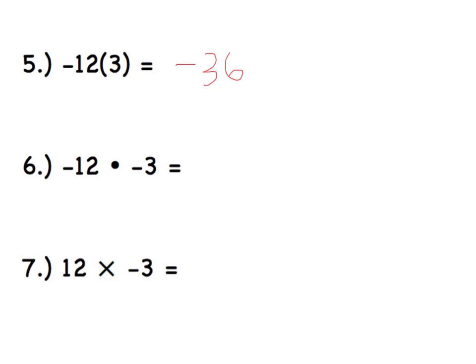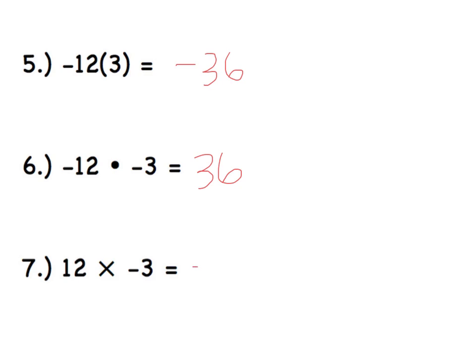For number 5, we are multiplying a negative by a positive. So that means that my final answer needs to have a negative sign. And 12 times 3 is 36. So my final answer is negative 36. With number 6, I have a negative times a negative. So I know I'm going to have a positive answer. And 12 times 3 is 36. So positive 36.